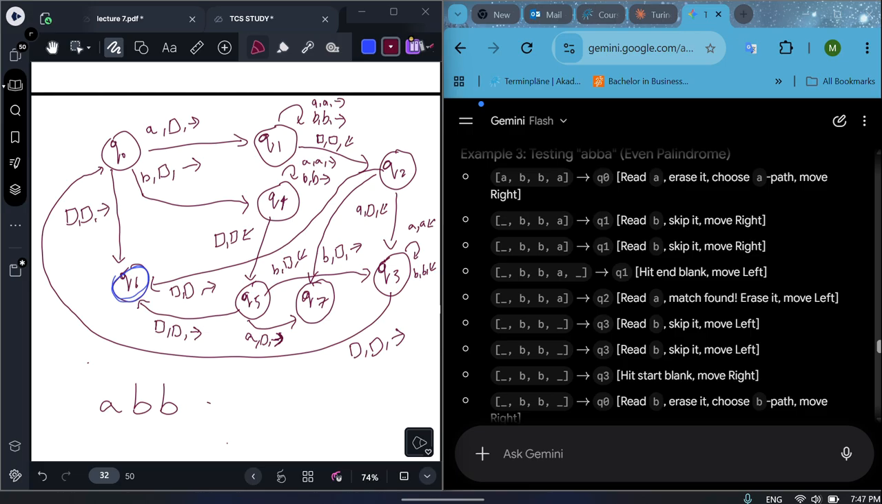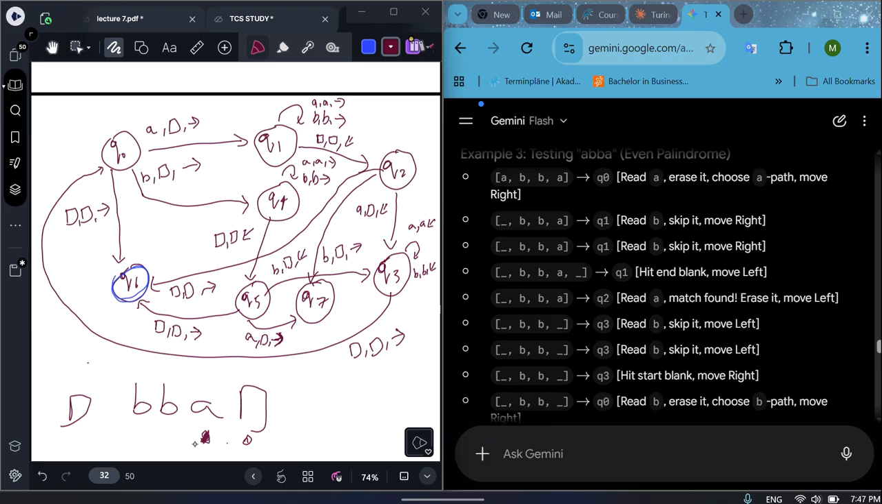ABBA, for example. In Q0, we read A, we erase it, and we choose the A path. And in Q1, we go all the way to the end over here, and we go one step left in here. And in here, after erasing this A, of course, this would be the first step.